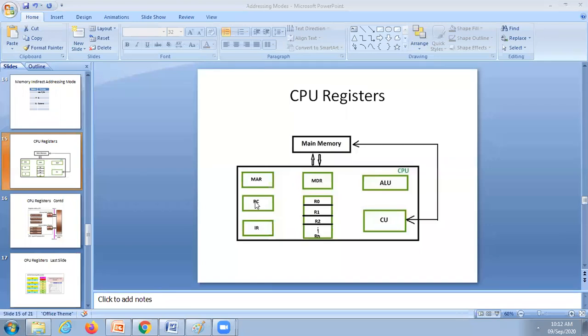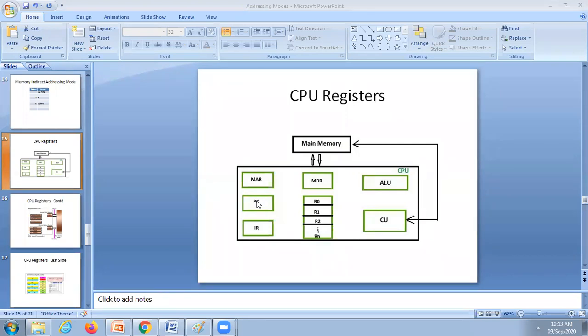Program counter is a register which stores the address of the next instruction to be executed. All of you note down this point. PC, program counter, is a CPU register which stores the address of the next instruction to be executed.